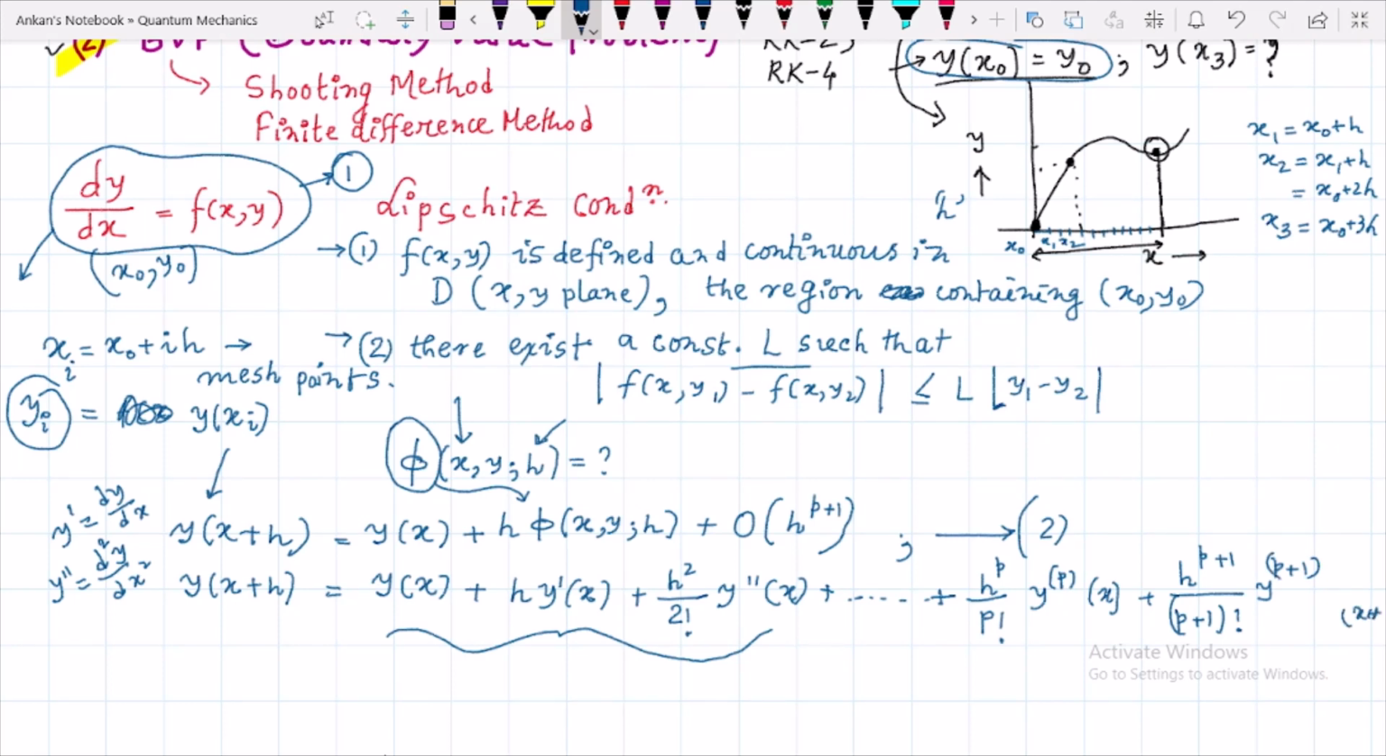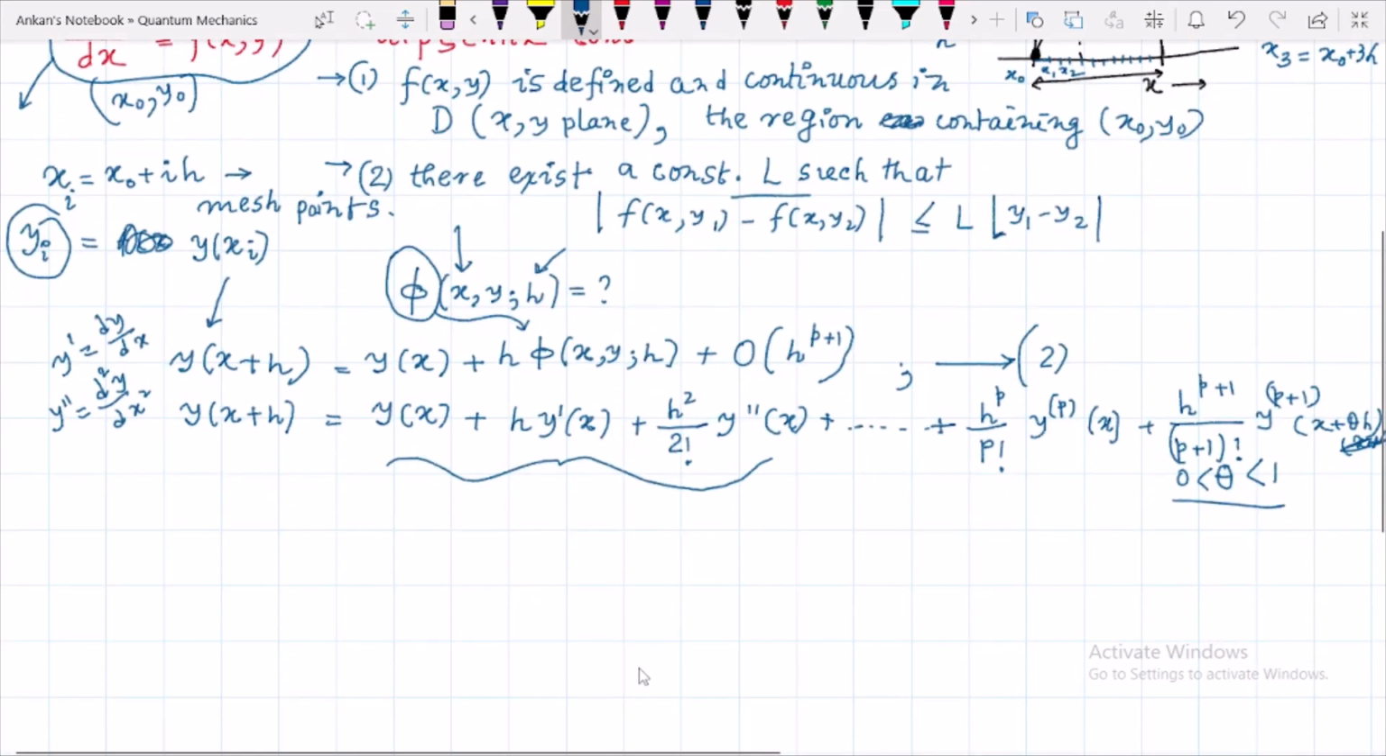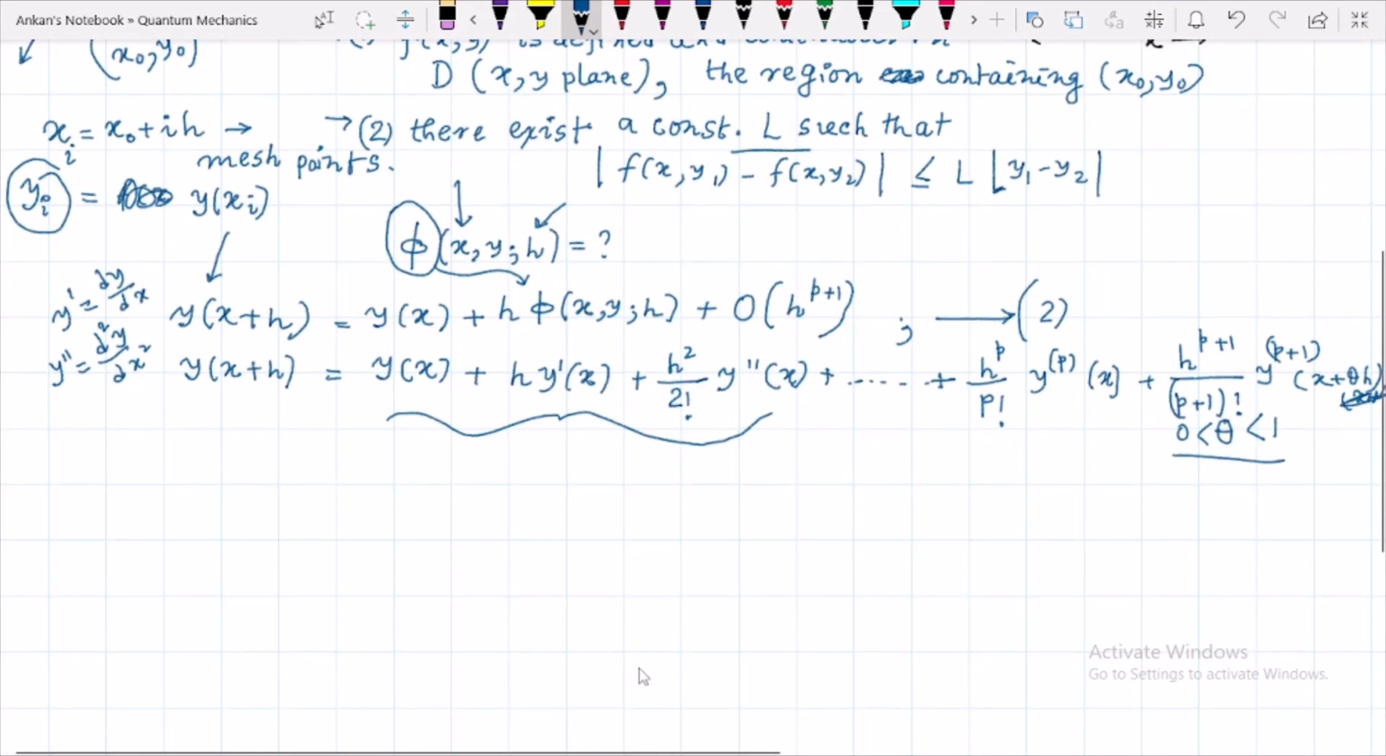x plus theta h. Sorry, x plus theta h. Now what is theta? Theta lies between 0 and 1. These terms are not required for our purpose, but for your knowledge the terms are given. So by the approximate method you can concentrate only on these terms.